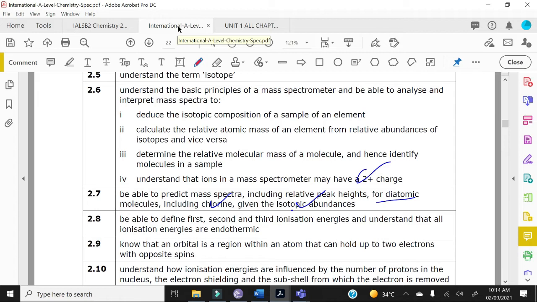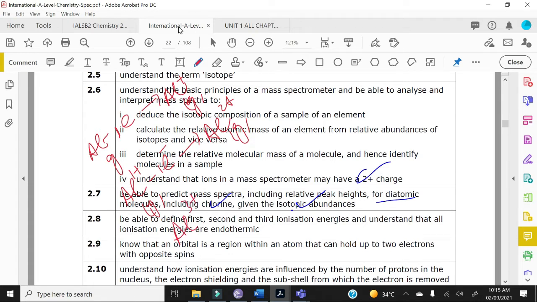Okay. Now the specification is telling us to be able to define first, second, and third ionization energies and understand that all ionization energies are endothermic. So to give you the equation for first, second, and third ionization energy, aluminium is losing one electron and it's changing into aluminium plus one. This is the equation for the first ionization energy. Then aluminium with plus one charge is losing another electron, changing into Al2+ with gaseous state. This is the equation for the second ionization energy. And then aluminium is losing another electron, and you get Al3+ in gaseous state.